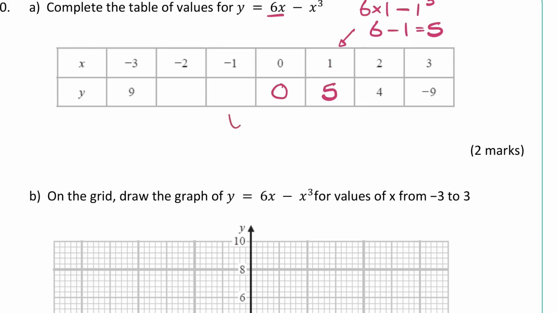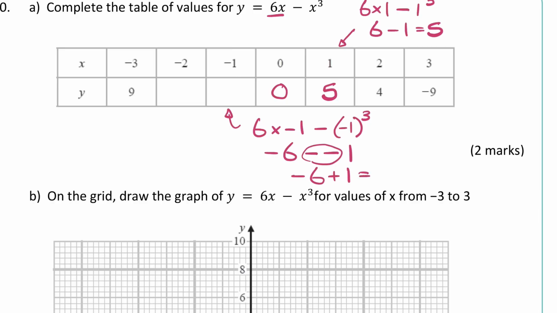I've got to be really careful with these negatives now. So I have 6 times negative 1. If I work it out straight away, that's negative 6. I then need to take away, I'm going to put the negative 1 in brackets this time, cubed. So take away negative 1 cubed. Negative 1 cubed is still negative 1. When you times it by itself, you get positive 1. Times it by itself again, you get negative 1. So it's take away negative 1. When you take away a negative, that's adding, so it's negative 6 add 1, which is equal to negative 5. So really testing your addition and subtraction of negatives here. So there we go, that is negative 5.